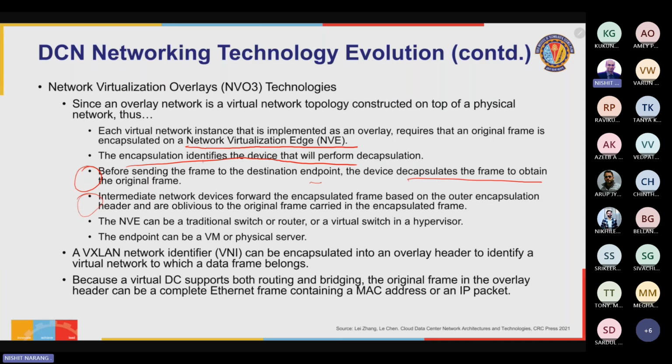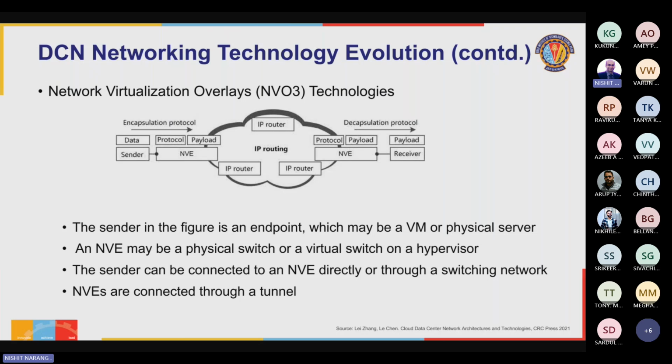And the inner frame, nobody looks into it. For the network devices in the intermediate underlay network, the inner frame is completely oblivious. Nobody sees into it. Okay, let me diagrammatically show you. So this is the NVE on the edges. This is your class data center network.